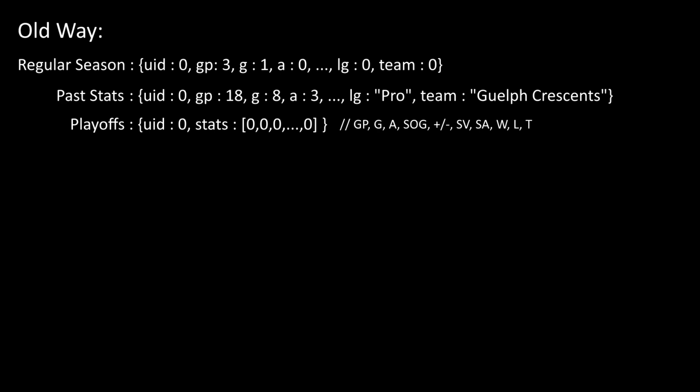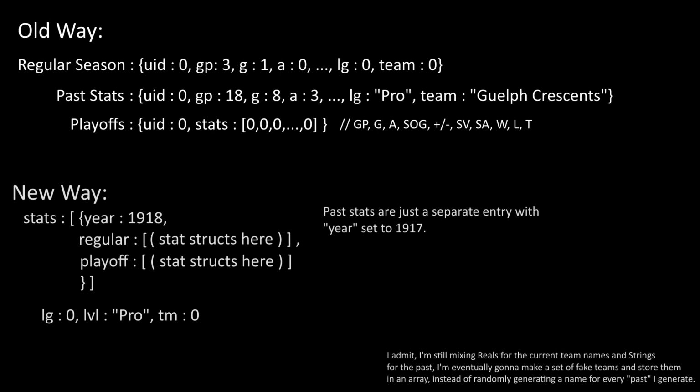Basically, what I'm trying to say is the stats were a mess. So I finally took it upon myself to put this all into something that makes sense. Now it's just one big array, and each entry is a struct with a year, then separated into regular and playoff. And league and level are now separate entries, which really just makes sense because the Players League and the NIHL, for example, are supposed to both be pro-level leagues, but obviously they're going to have different names.